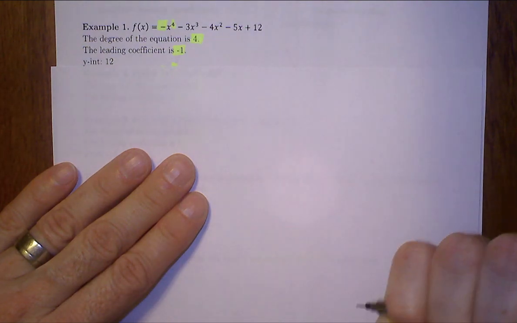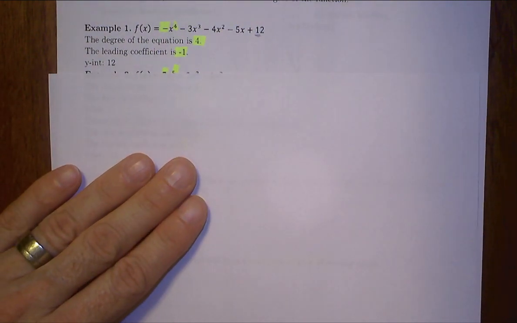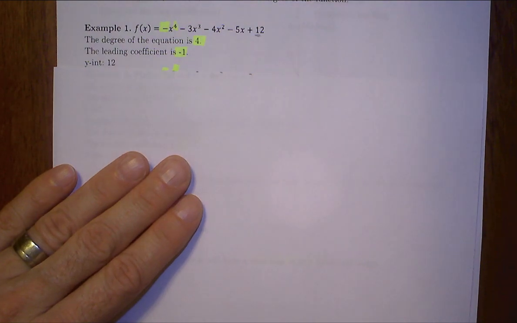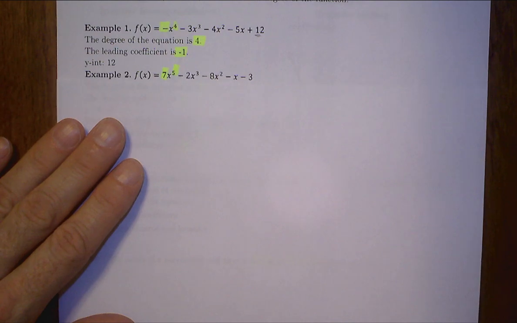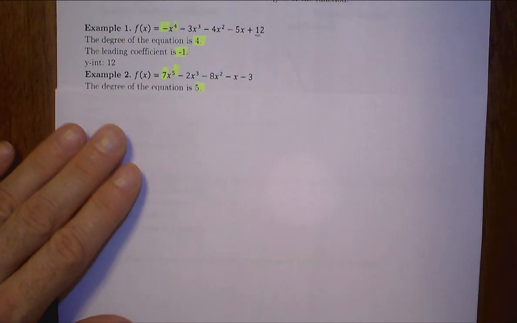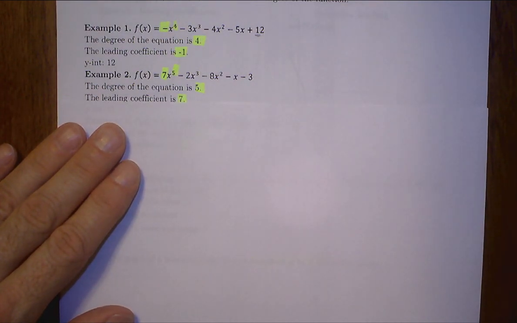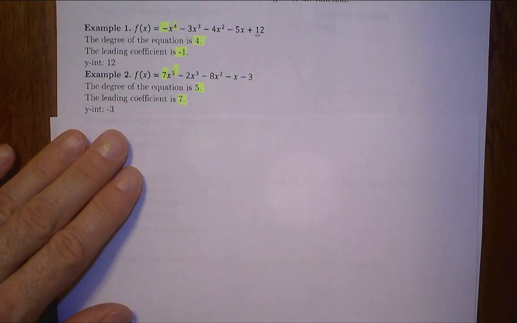Now, here's a freebie for us. The y-intercept is just 12. So in that earlier notation, a naught, the one at the very end, we can say is the y-intercept. Now, the y-intercept is really not that important to us, but it's free information. So example 2. What we see is the highest exponent is 5, so the degree of the equation is 5. The leading coefficient is 7. Again, we have some free information where the y-intercept is negative 3.